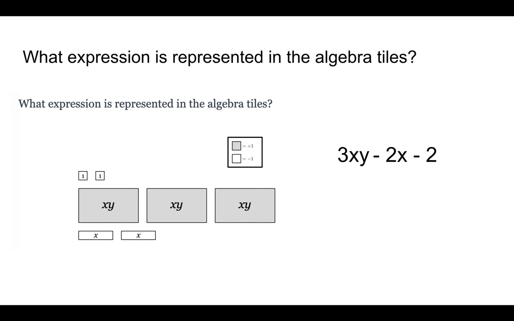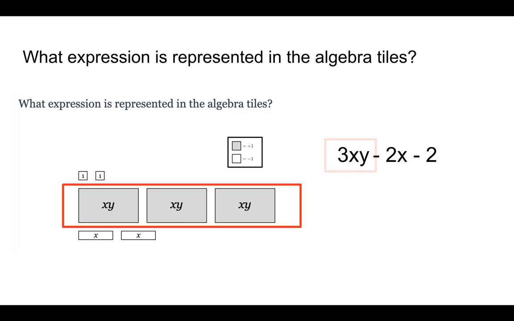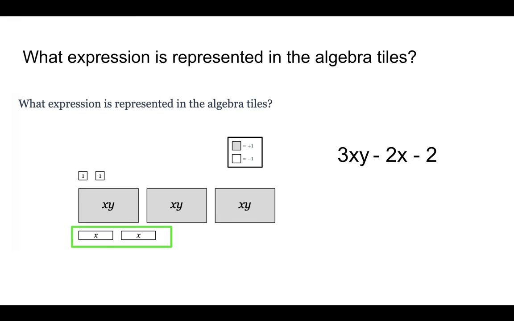Okay, here's another example. Again, the answer is 3xy minus 2x minus 2, because here I have 3 xy's. And notice that I'm only putting the ones that are the same together. And so I write 3xy. And then the next terms would be these 2 x's here, but notice how they're both white, so that makes them negative, so negative 2x. And then the last one, I've got these 2 white colored ones, so then I have minus 2.